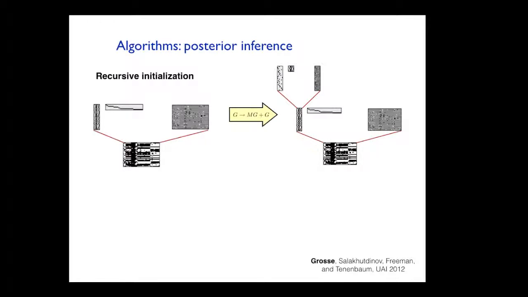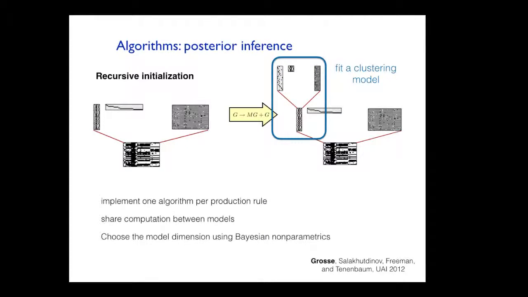The strategy I adopt for fitting the models is a recursive initialization procedure. So in particular, if we've already fit a clustering model and we're applying the production rule for clustering to the matrix of cluster centers, what we do is we just fit a clustering model to that matrix. And so in particular, each production rule in the grammar corresponds to a simple probabilistic model. For each production rule, we write a special purpose inference procedure. And so the upshot is that rather than implementing a separate inference algorithm for all the different models in the space, we just implement a single algorithm per production rule.